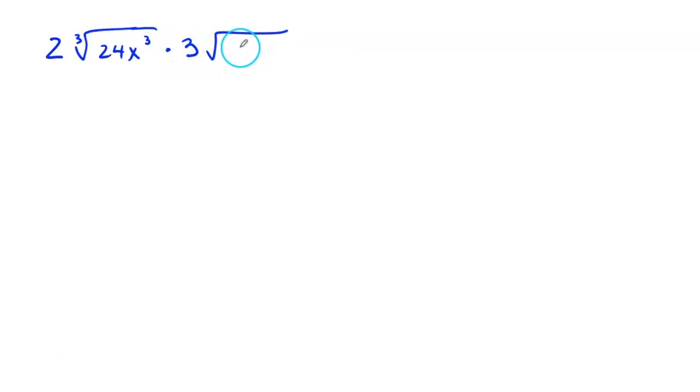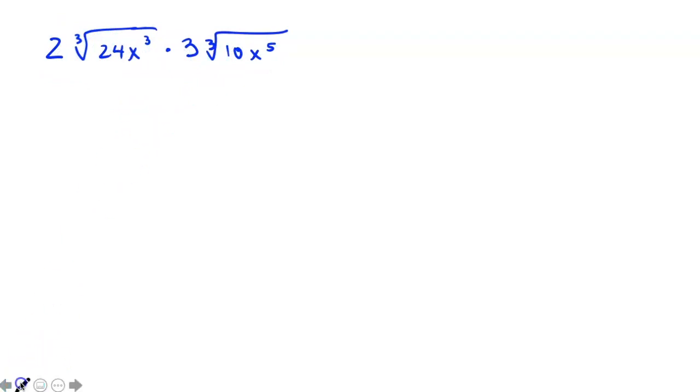Let's do another one. What if I have 2 cube root of 24x cubed times 3 cube root of 10x to the 5th. Again, my index has to be the same. In order for me to do any of this, the index of the radicals has to be the same. I'm multiplying two radical expressions.